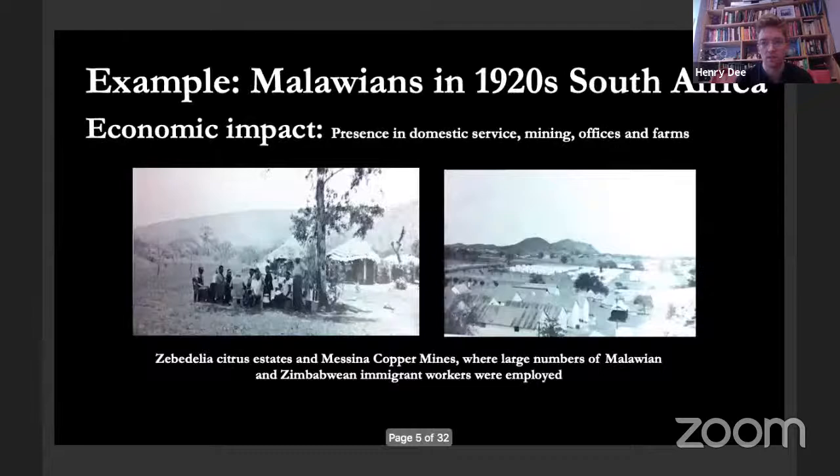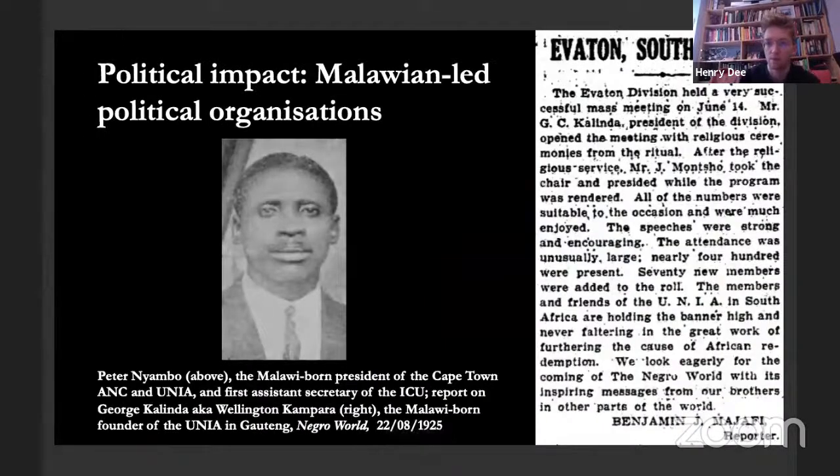I wanted to focus in particular on Malawians, as a case study and an example of how important immigrant workers are to South Africa. You've got a number of Malawian immigrants on the gold mines in Johannesburg. They're also on the copper mines in Messina and on farms. By the mid-1920s, Malawians allegedly dominate the domestic service in Johannesburg, and they're very prominent as hotel workers. So they're very important economically. At the same time, you've got a number of political leaders in 1920s South Africa who are of Malawian origin. Peter Nyambo, pictured here, is president of the Cape Town ANC in the 1920s.